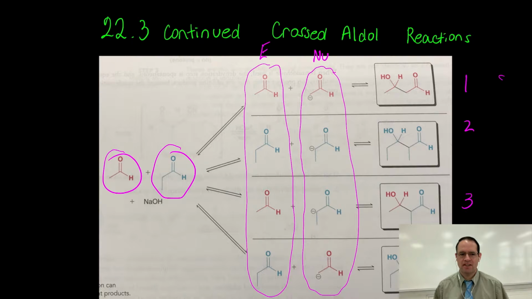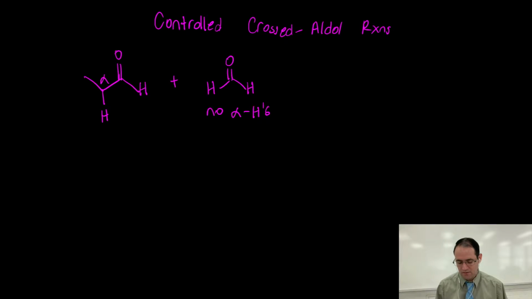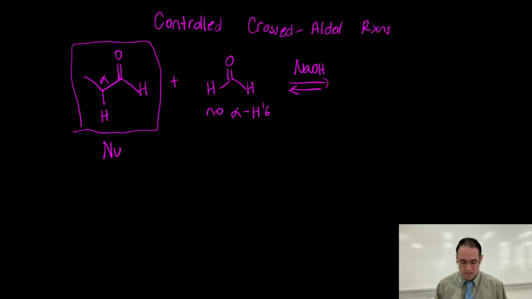So you don't want to just run a crossed aldol or a mixed aldol reaction without some control. Let me show you how you do controlled crossed aldol reactions. One way to do this is to take an aldehyde that has alpha hydrogens and take some kind of aldehyde or ketone or something that does not have any alpha hydrogens. So this has no alpha hydrogens, it's not acidic. So if we treat this with sodium hydroxide, we are going to get deprotonation here. So this is going to become the nucleophile, and this has no choice but to be the electrophile, and you're going to get this product as a result.